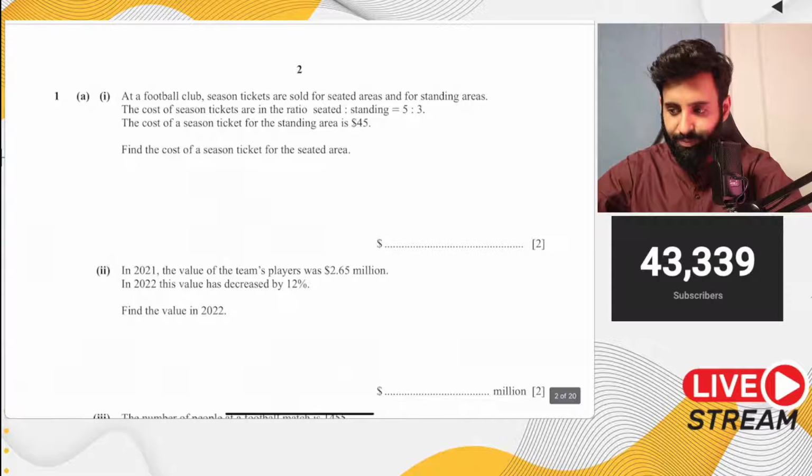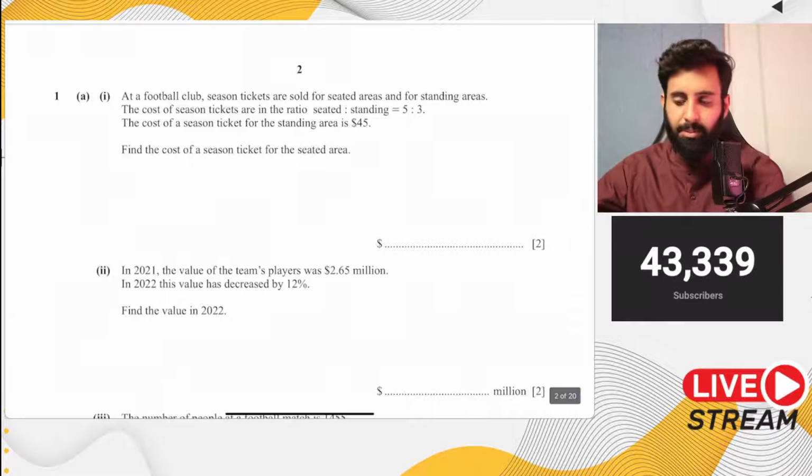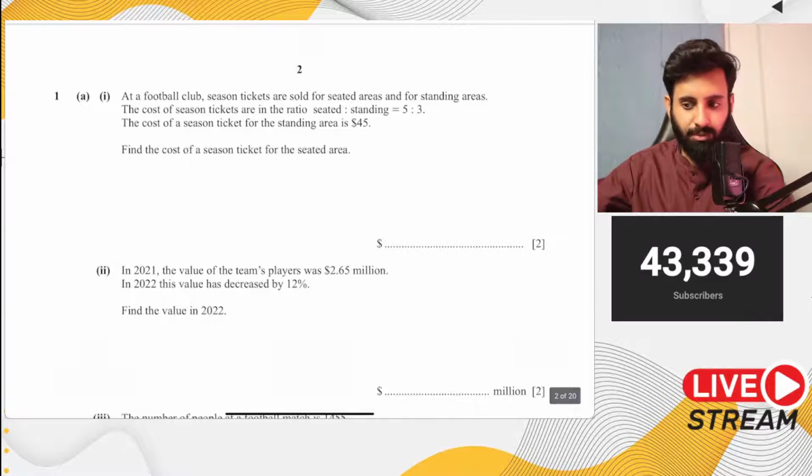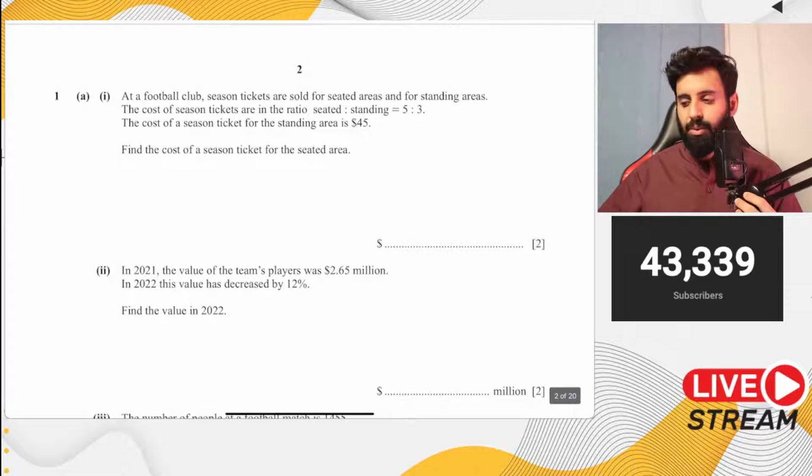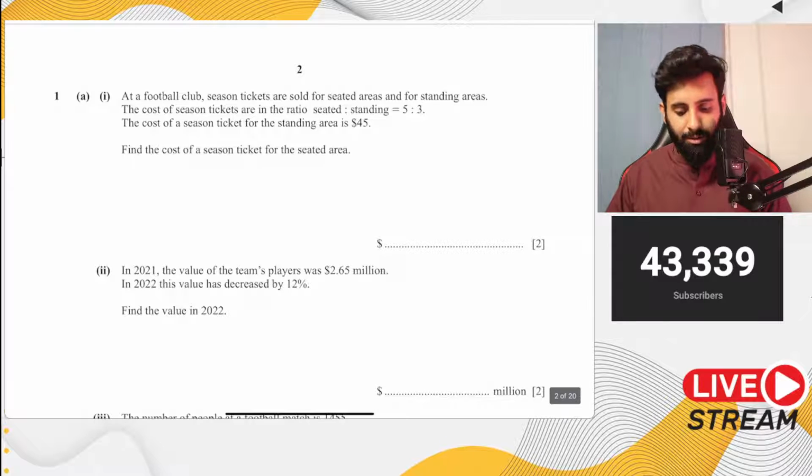Okay. So here we are. Question number 1. Now this is paper 4. I've already solved paper 2. Okay. So this will now be the second paper 4 of IGCSE.